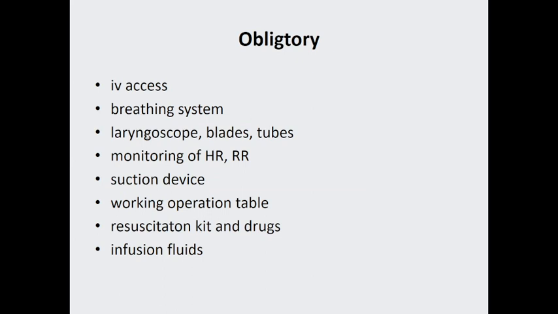When we perform local anesthesia, we have to have IV access, a breathing system, so the possibility to ventilate the patients, laryngoscope, blades, tubes, equipment that's needed for intubation. We have to monitor vital functions. We need a suction device. We need a normally working operation table. We have to have a kit and drugs for resuscitation and fluid for infusion.